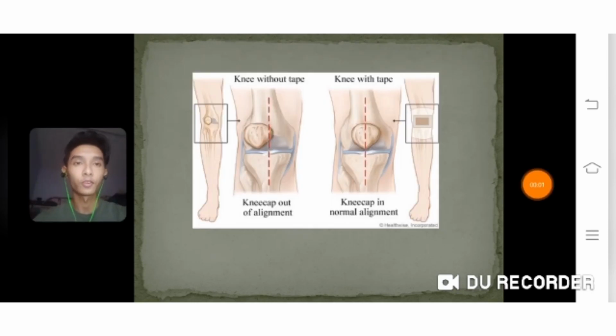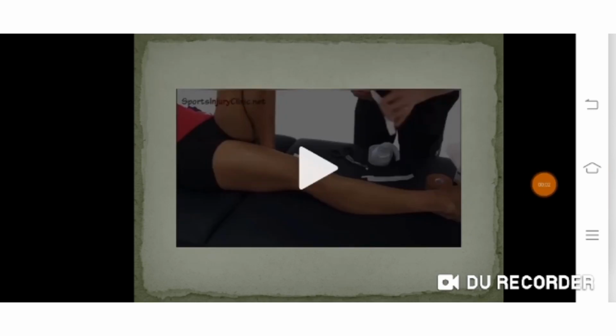Okay, in this picture, as you can see, there are two differences: the knee without tape and the knee with tape. The knee without tape will make the kneecap, or knee head, or patella, out of alignment, which is very harmful for the athlete. Meanwhile, the knee with tape will make the patella in normal alignment, which is good for the athlete's rehabilitation. Okay, here's the video on how to apply the McConnell taping for the athlete at the knee.